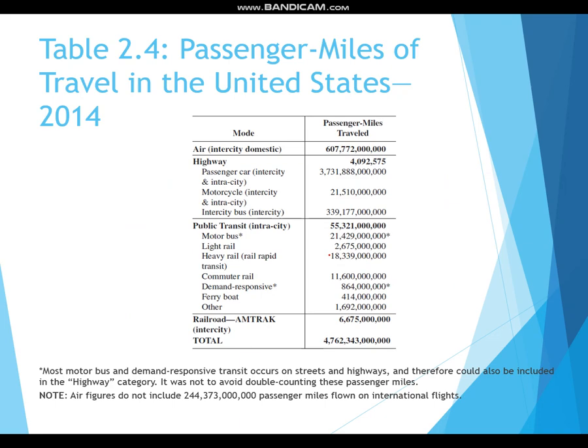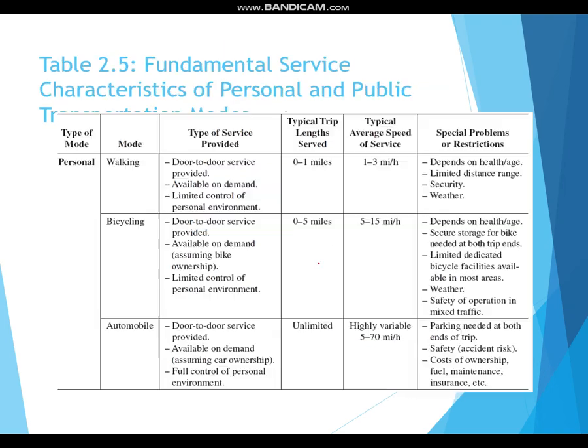Here we're talking about what we call passenger miles traveled, and you can see how people travel. The highest number by far is people traveling using their passenger cars, and then come other types of travel. These are the different speeds and lengths of trips using different modes of travel.